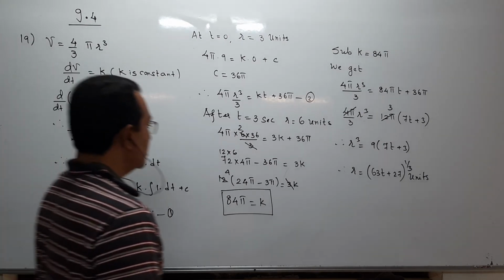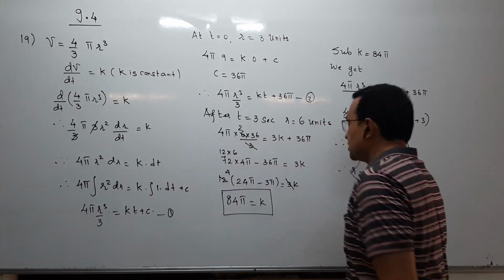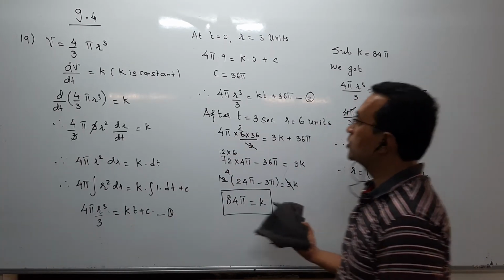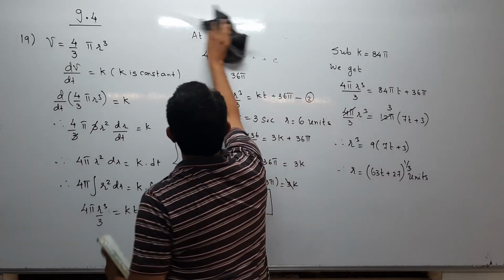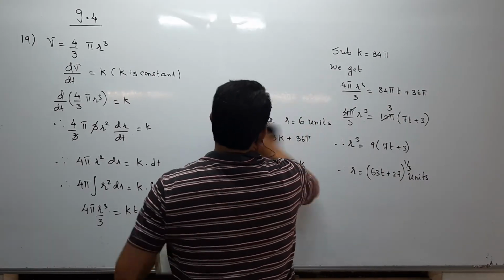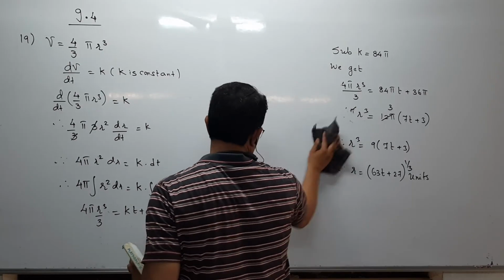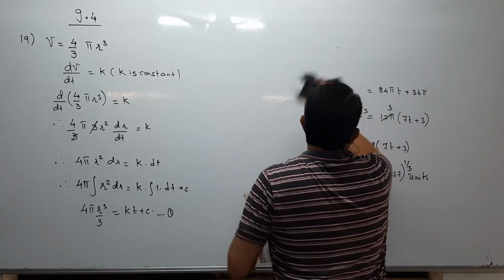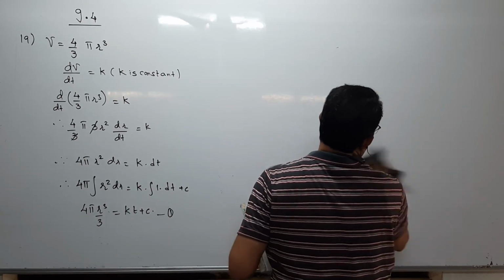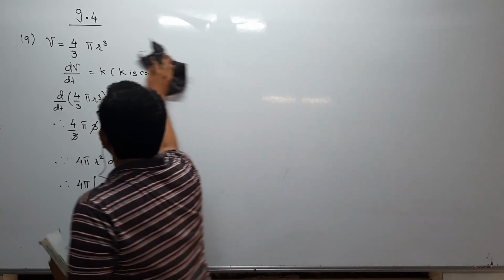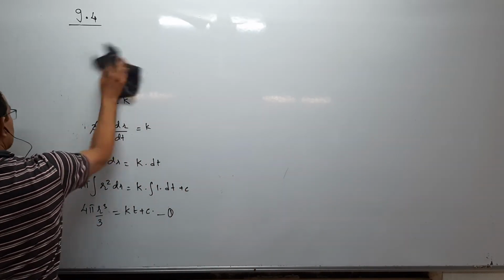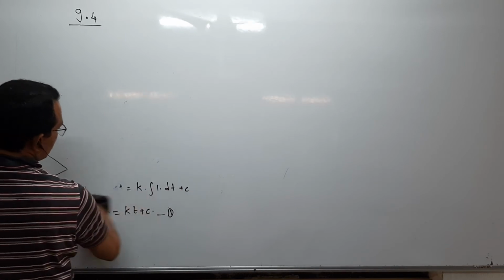So rate of change of volume is constant. So dV by dt is equal to k, and based on that, students, we have developed the entire equation of r in terms of t, because radius is a function of time. Now students, we are going for sum number 20.